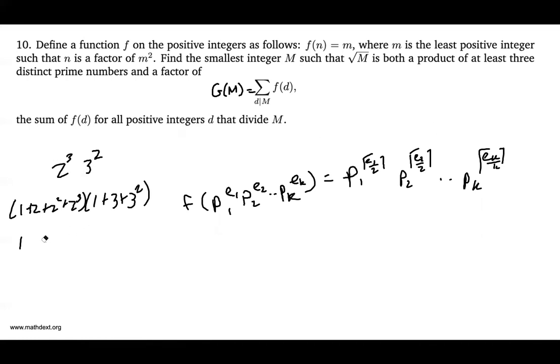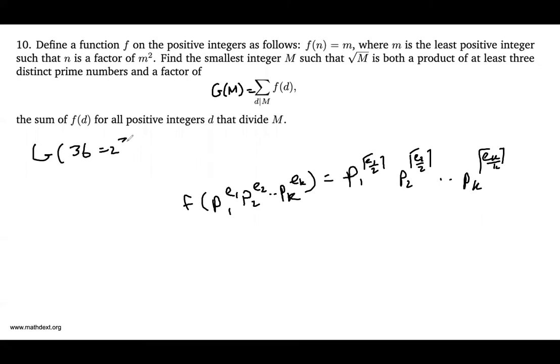And what g is going to do is something extremely similar. Let's look at g of, for example, 36, which is equal to 2 squared times 3 squared, to get a better feel for this. Well, we actually have to find the sum of the f values of the 9 factors of 36. So you have to find f of 1, 2, 4, 3, 6, 12, 9, 18, and 36. And I wrote it this way for a specific reason.